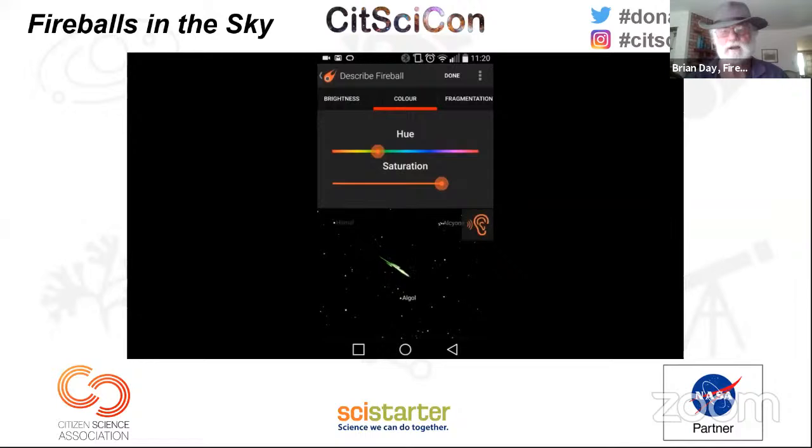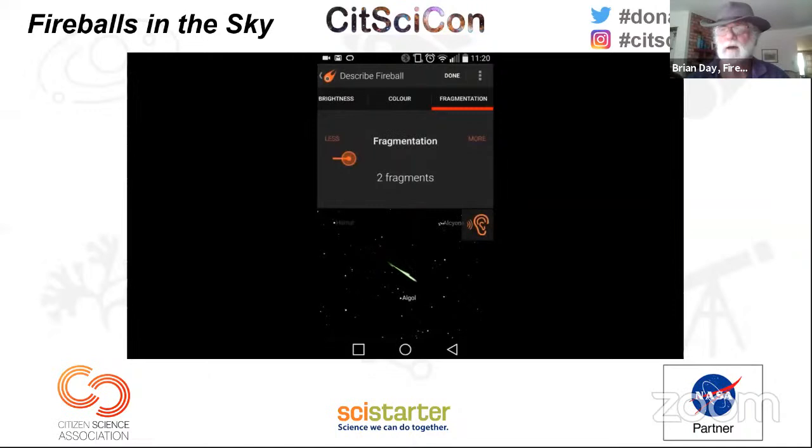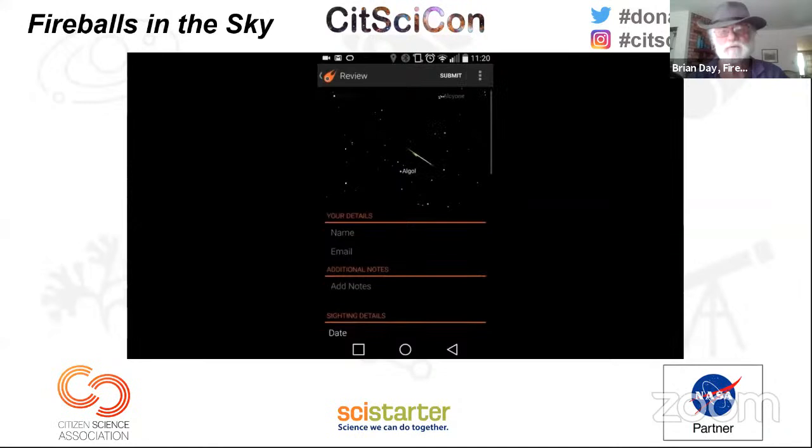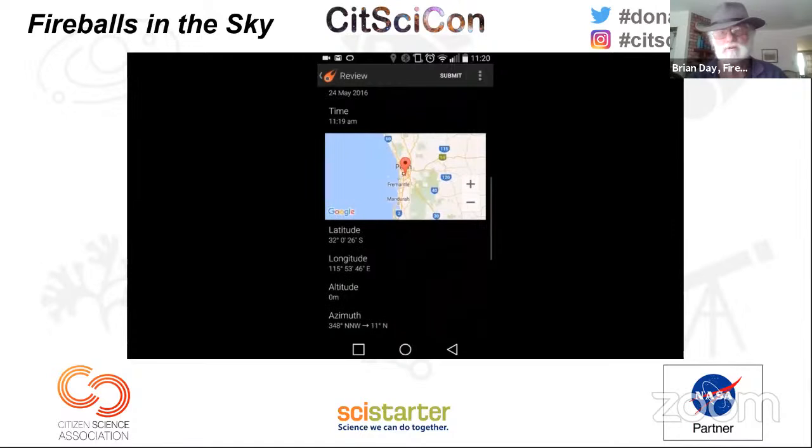And so you can adjust the hue and saturation. Fragmentation, did it break up into a number of pieces? And so as you go along, you're refining your view and getting the fireball to look just as it appeared. Once you've got that information down, then your smartphone knows where you were, it'll gather that information and send it in. And as a result, we get a sighting.